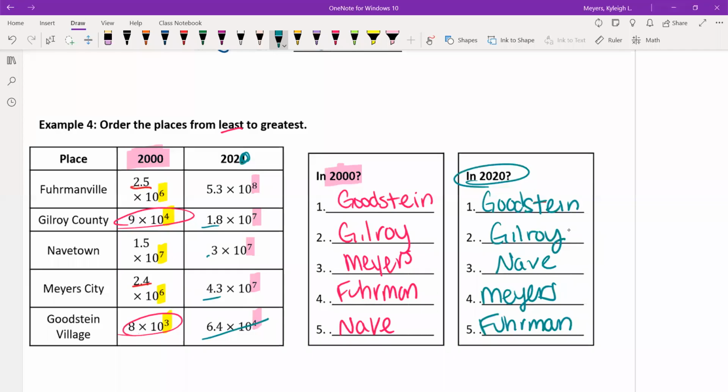Right, so hopefully you got Goodstein because she had the 4, then Gilroy, because Gilroy, Nave, and Myers all have 7, but you have to look at the smallest, 1.8 is the smallest, so Gilroy, and then 3 is smaller than 4.3, so Nave, and then Myers, and then Furman had the 5.3 and 8. So that's that.